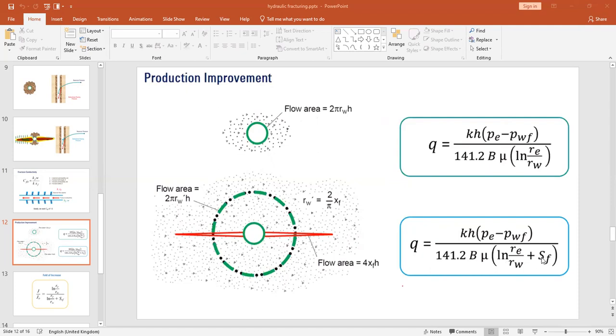What effect has that hydraulic fracturing had on the reservoir? That can easily be obtained by measuring the skin. The higher the skin magnitude, the better the hydraulic fracturing activity that must have taken place. So this is going to be the same equation that we are going to use.